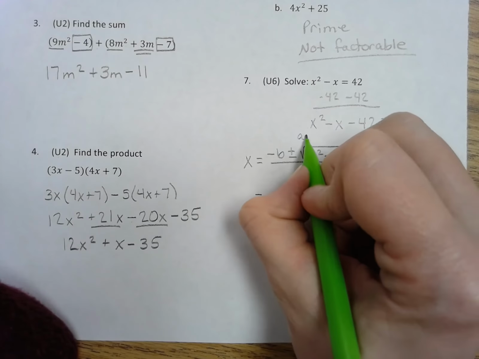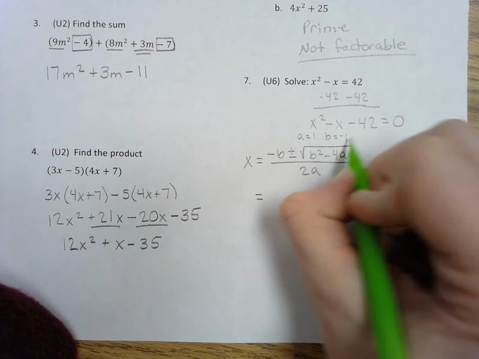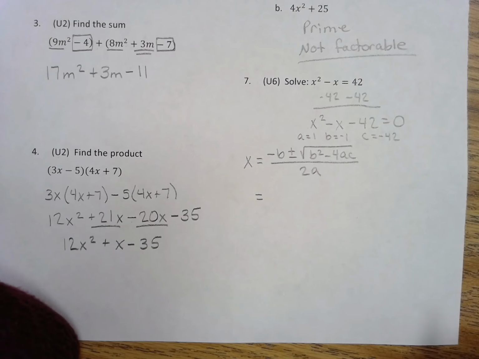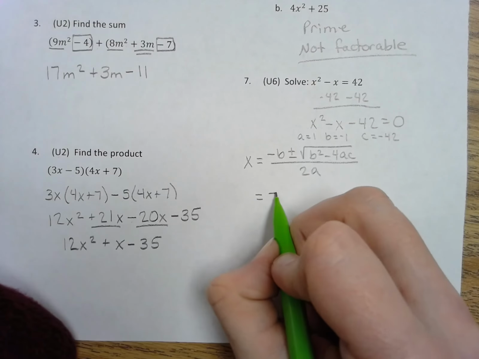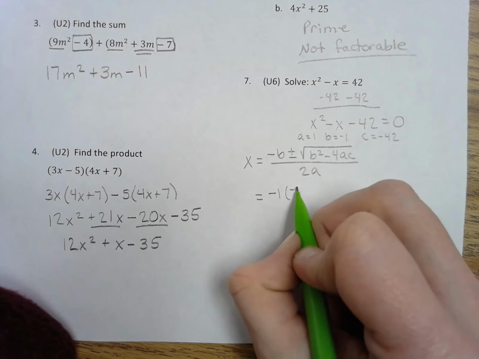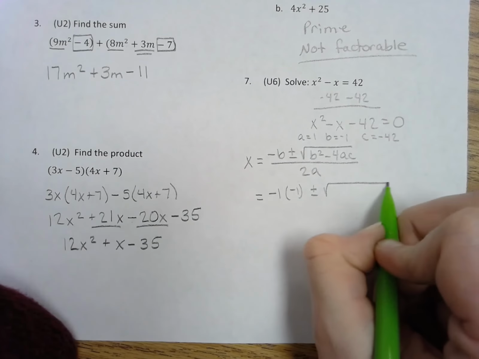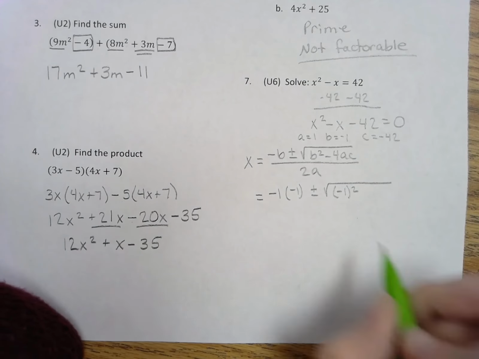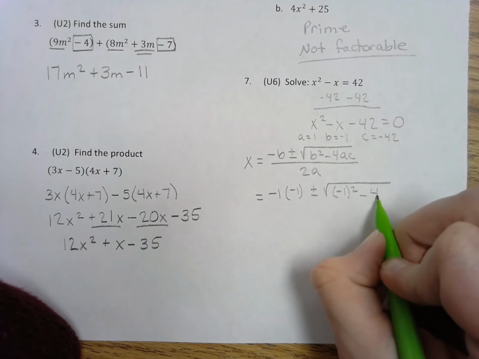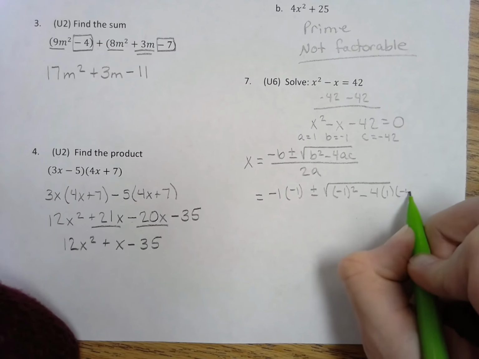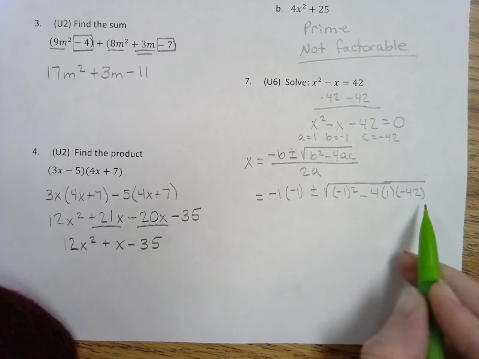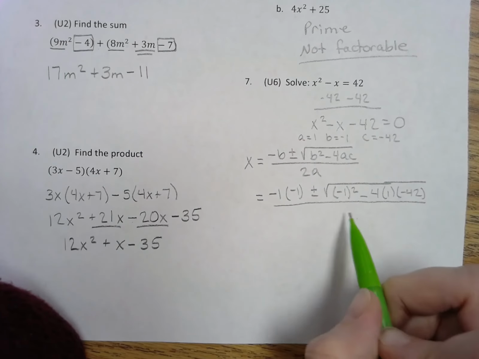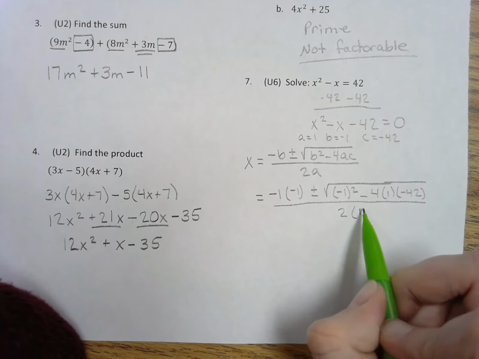So our a is 1, b is negative 1, and c is negative 42. So let's plug these in. So negative b, let's go ahead and actually put negative 1 as your b value, plus or minus the square root of b squared. When you have a negative, make sure you include parentheses, minus 4 times a times c. Plugging everything in very carefully, watching your signs as you substitute, all over 2a, and our a is 1.